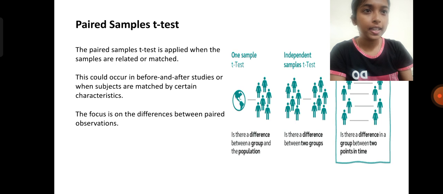Paired sample t-test. The paired sample t-test is applied when the samples are related or matched. This could occur in before and after studies or when subjects are matched with certain characteristics. The focus is on the difference between the paired observations.